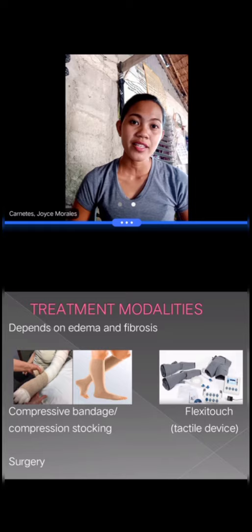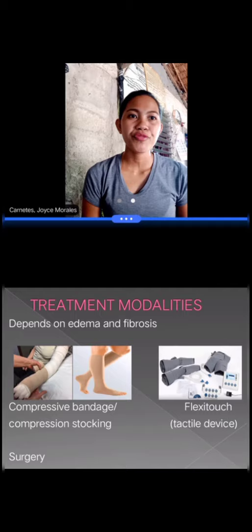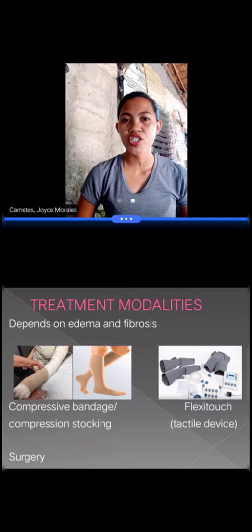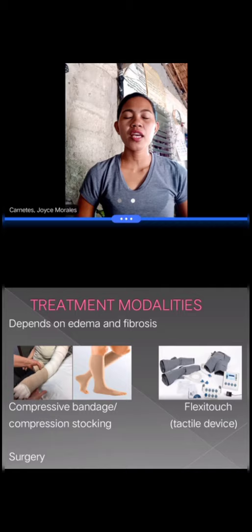Surgery. It is only applicable if the edema is severe and uncontrolled by medical therapy. It involves an excision of the affected subcutaneous tissue or fascia with skin grafting, as well as buried dermal flaps. The dermal flaps are to provide a conduit for lymphatic drainage.